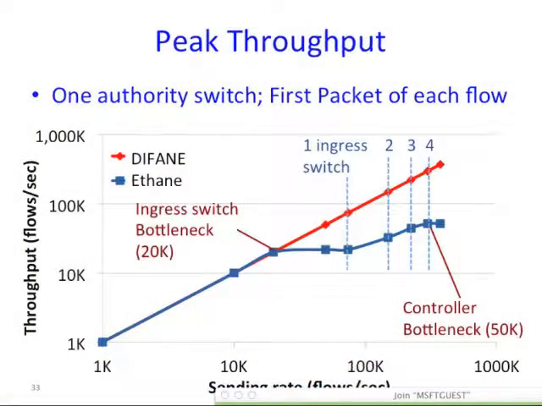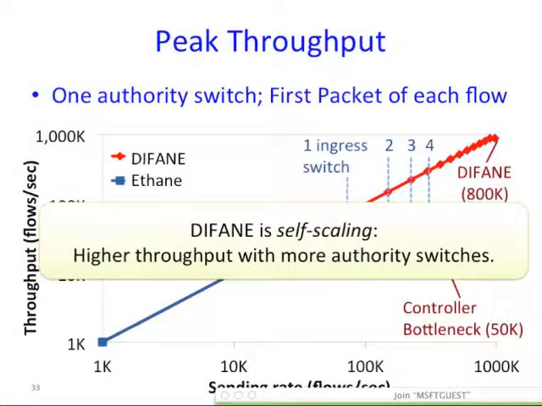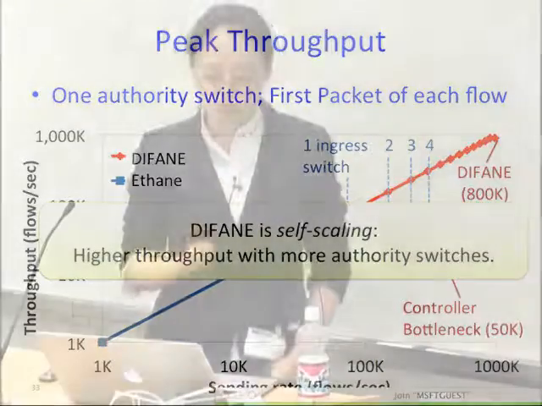Okay, so if we increase the number of ingress switches, then both systems could have better throughput, but the centralized controller in Ethane can only handle 50K flows per second. And with DIFANE, since we are doing everything in a fast data plane, we can achieve 800K flows per second with a single authority switch. And another benefit of DIFANE is its self-scaling with the network growth. So if we hope to support larger networks with high throughput, we can just install more authority switches in the network.